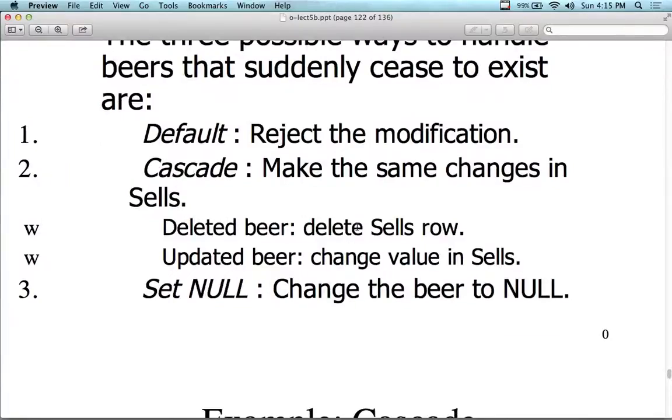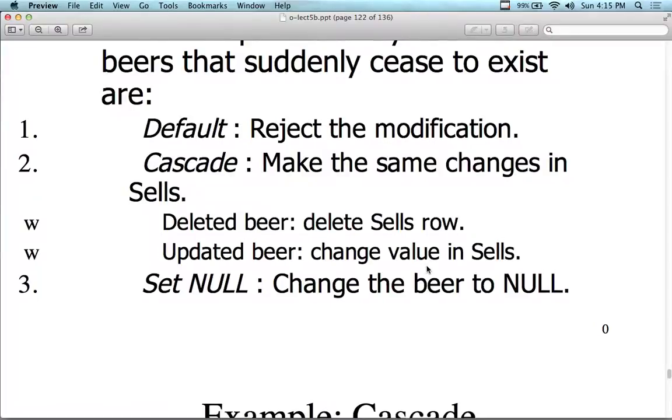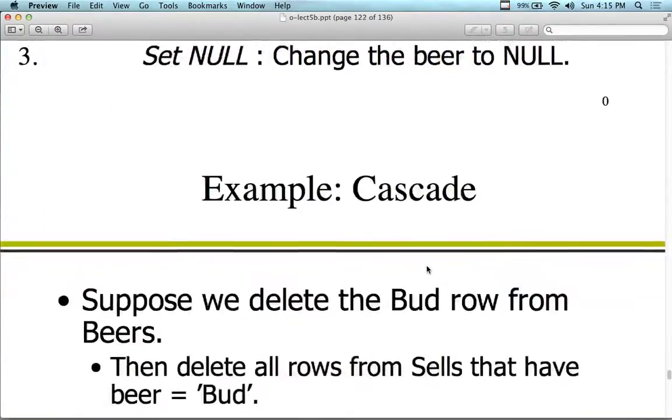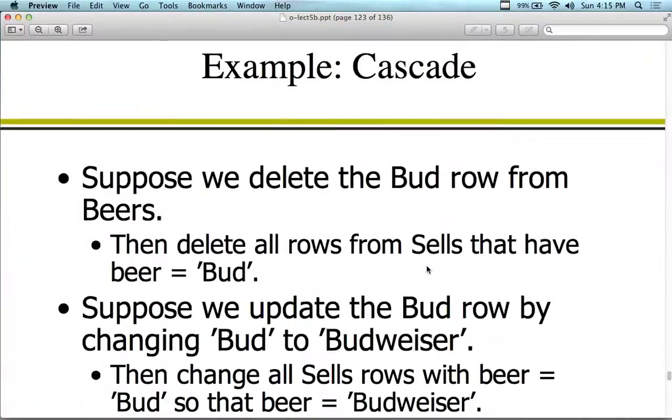You could delete the beer, which deletes the cells row. The entire row gets taken out. Or you can update the beer, and change the value in cells. Or you can set it to null, changing the beer to null. And then now you've taken it out, you've left the row, but you've changed the value to null. So they call it cascading.